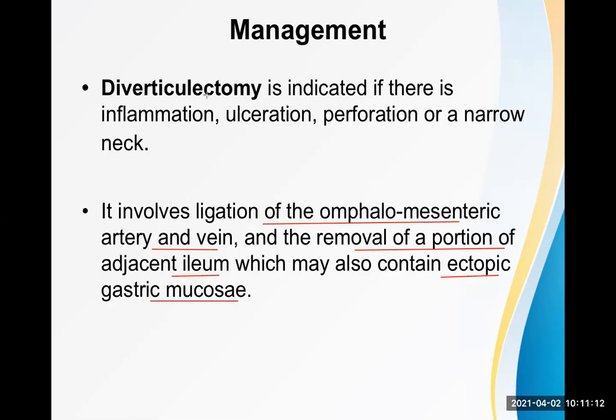Not only the diverticulum, but a portion of the adjacent ileum is also sacrificed here, because if we leave that part, then because of the ectopic gastric mucosa present there, it may continue to bleed later on, even after the surgery. So make sure you resect a small part of the ileum on both sides, and then end-to-end anastomosis has to be done.